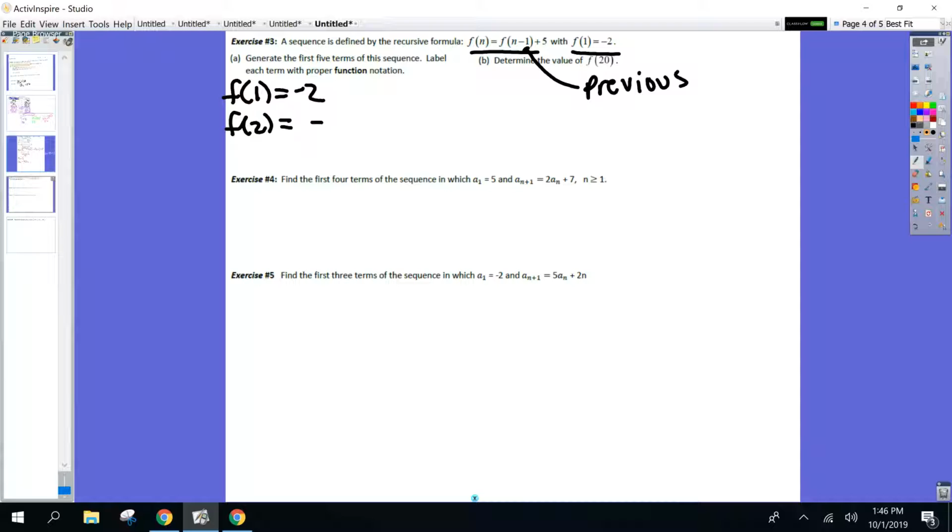Oh, F of 2. Oh, yeah, I thought you were pointing at 1. No. Ready? I'm trying to find the second term. That's what this means. Everyone's in agreement. How do I find it? Look at the rule. Take the previous term.